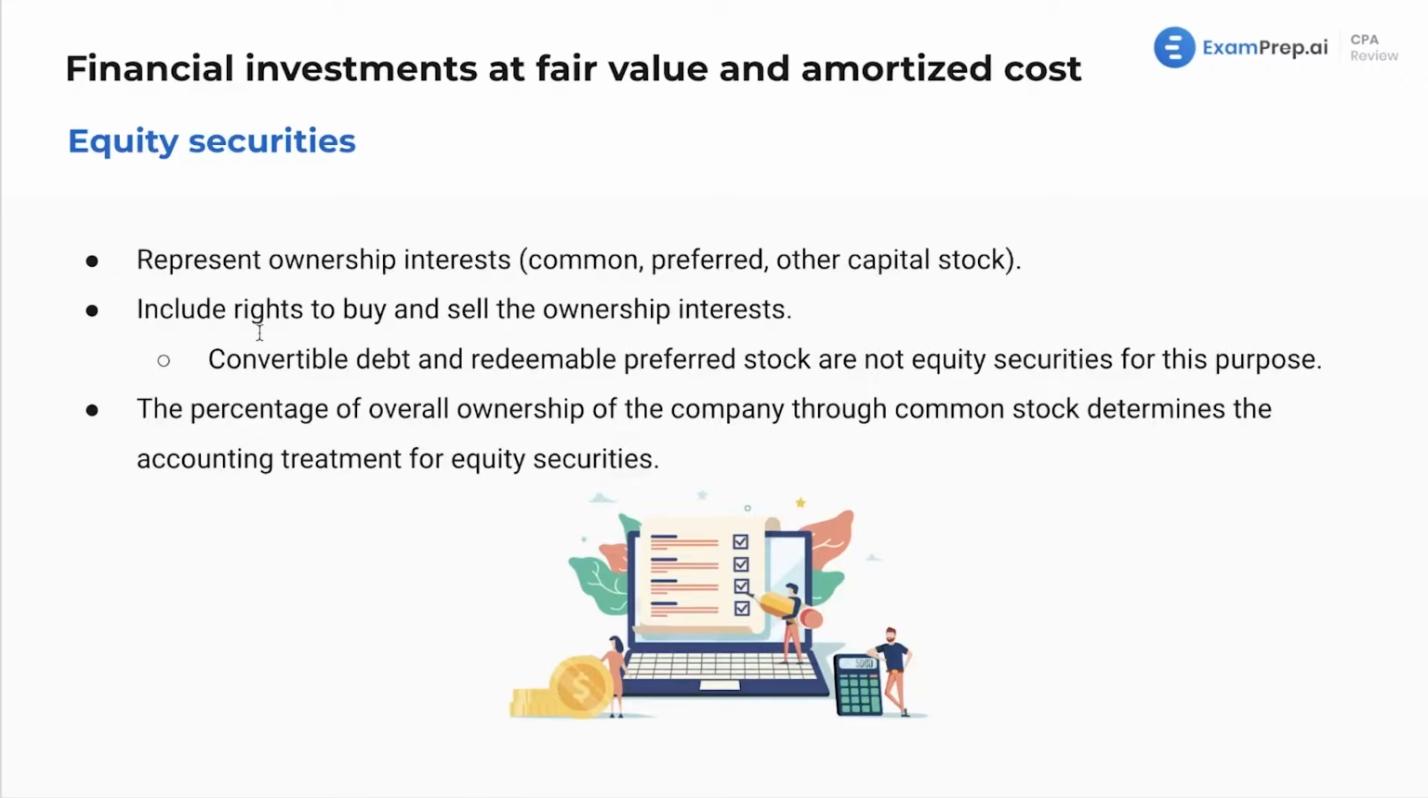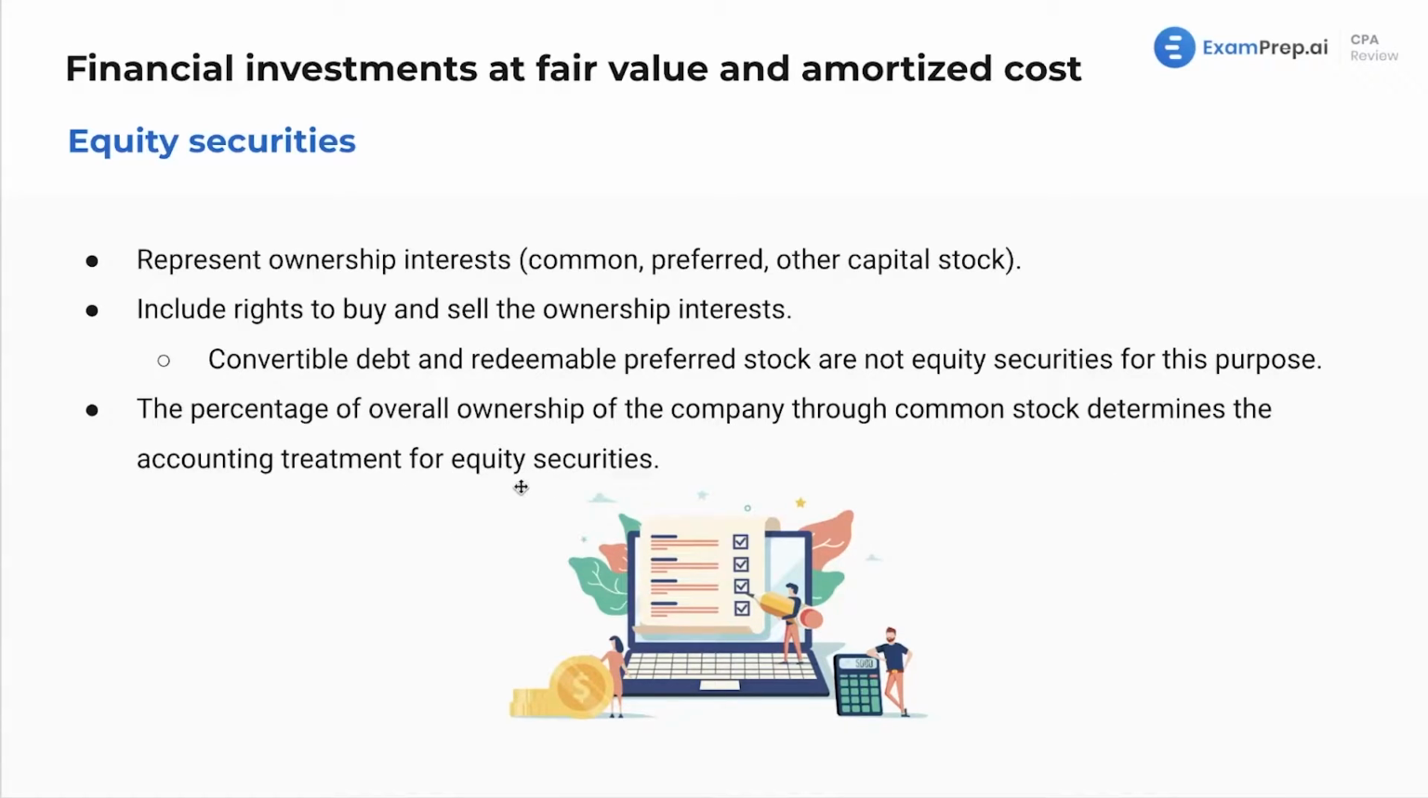Equity securities include rights to buy and sell ownership interest. It's like if you just went online right now and Googled, what's the price of Microsoft stock? You're technically buying a part of Microsoft when you're buying some of that stock. Convertible debt and redeemable preferred stock are not equity securities for this purpose.